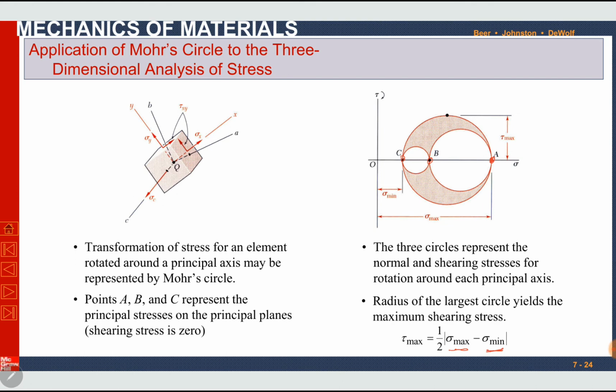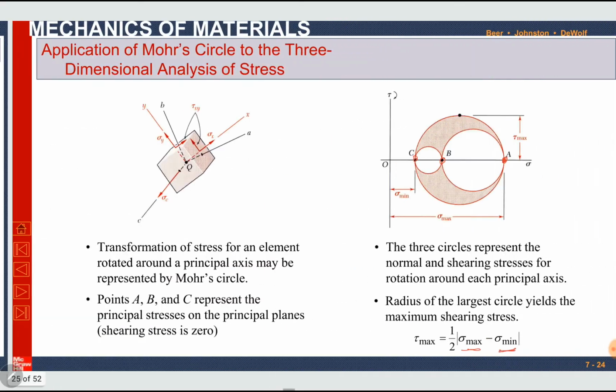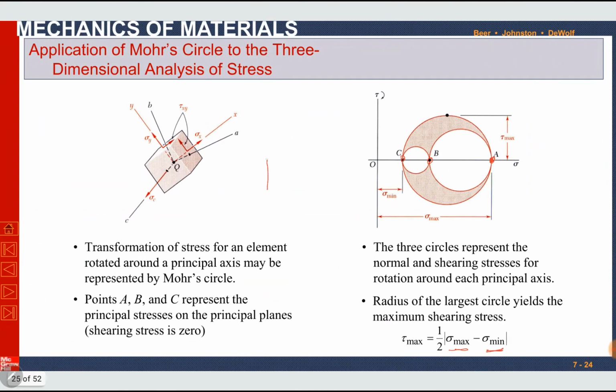For a plane stress element, we only have a two-dimensional state of stress. For a plane stress element, we have sigma x, sigma y and tau xy. This element may rotate around z-axis. Since it is a plane stress element, all stresses in z direction are 0. So principal stress in z direction will also be 0. Sigma z is 0, so sigma c is 0. We have to find sigma a and sigma b.